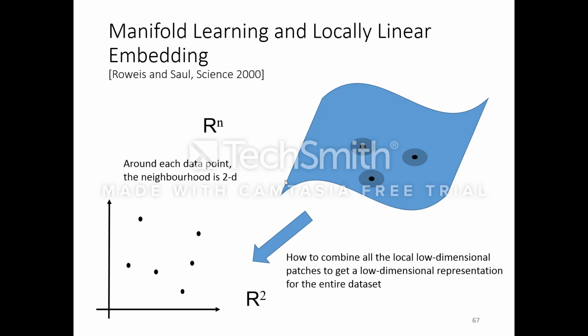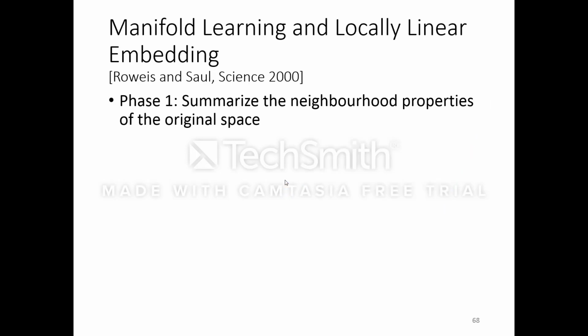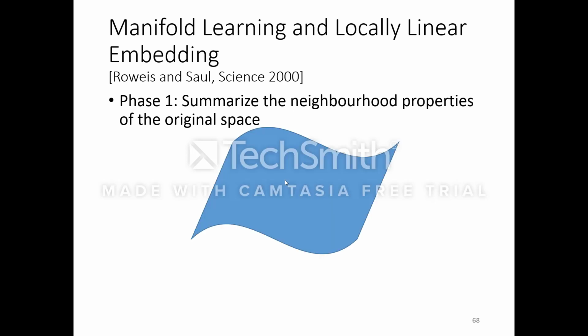But I'm of course approximating this a little bit and using some loose terminology, because by simply stretching it, you may not be able to preserve the entire neighborhood properties. But essentially that's what you're trying to do in some sense or the other. So let's look at what they do. Right, in phase 1, they summarize the neighborhood properties of the original space. And let's see what it means.